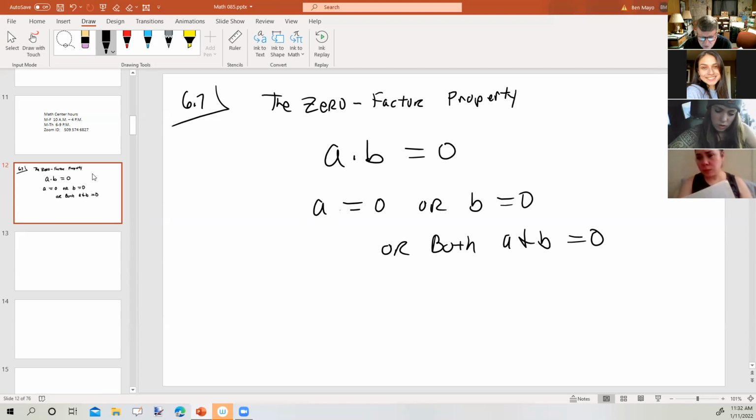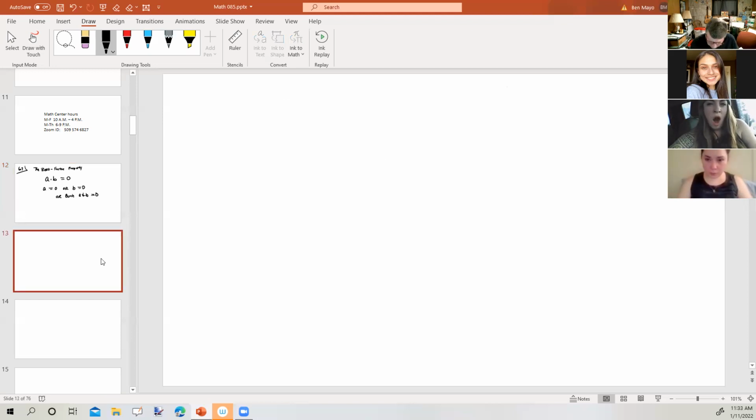Now, this only works when it's set equal to 0. There isn't the 10 factor property or the -6 factor property. It's got to be a product set equal to 0. Then we can go back and say, well, any one of the given factors could equal 0 to make that true. We're going to use the factoring techniques we've been learning to deal with this situation. Let's start out with a problem.